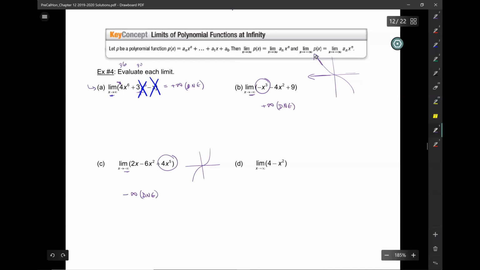All right, what about this one? Negative x squared. Both ends face down, so whether I'm going to positive or negative infinity, this is negative infinity or d(n)e). And there you have it.